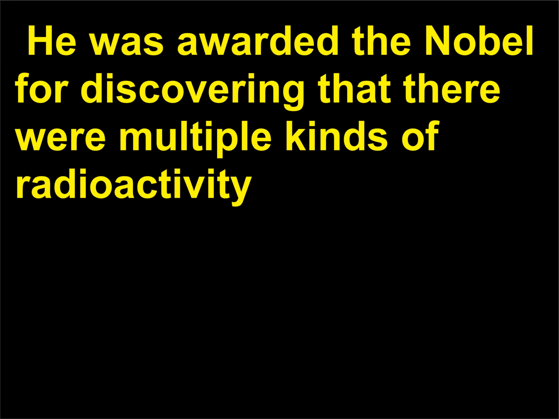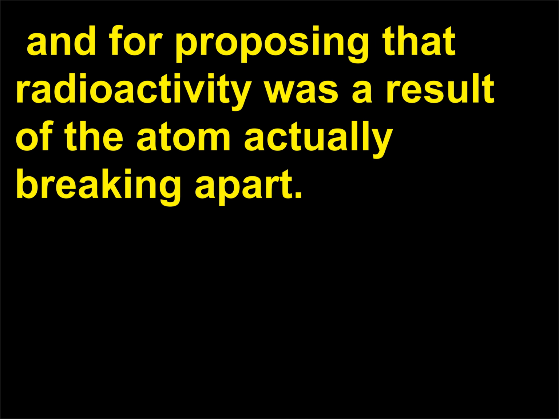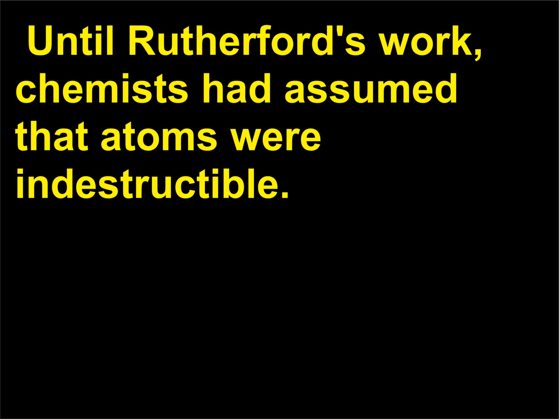He was awarded the Nobel for discovering that there were multiple kinds of radioactivity. He named them alpha and beta rays, and later he added gamma rays to the list. He was also recognized for proposing that radioactivity was a result of the atom actually breaking apart. Until Rutherford's work, chemists had assumed that atoms were indestructible.